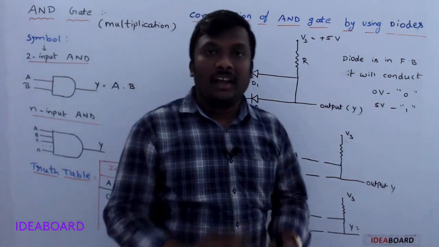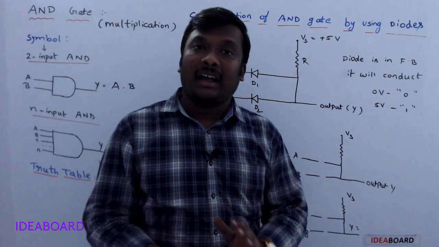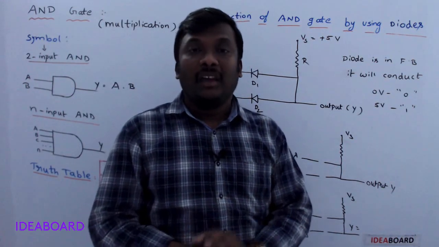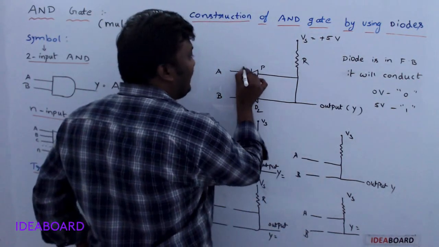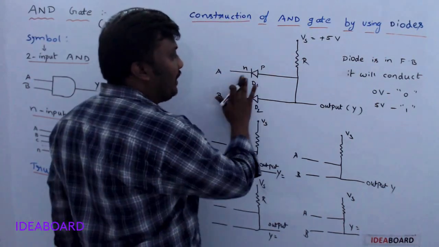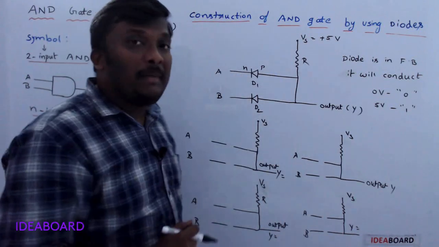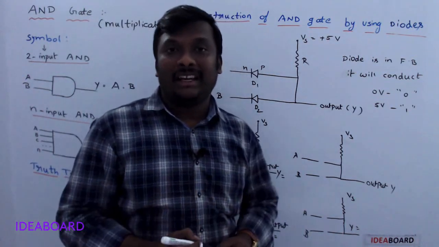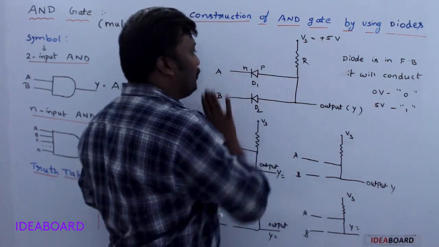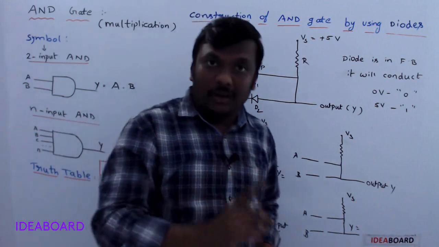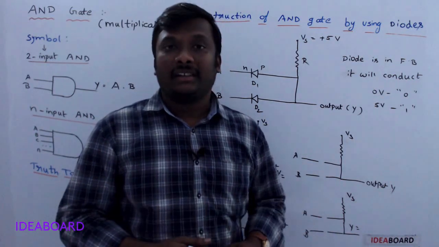Understand now? And we know when diodes are in forward bias, they conduct current through them. What is meant by forward bias? Forward bias means for a diode, the p side, the anode, is always maintained at higher potential and the n side, the cathode, is always maintained at lower potential. Then only we can say the diode is in forward bias, and current will be conducted through the diode; otherwise current will not conduct.